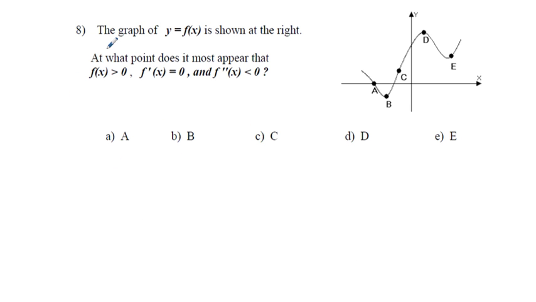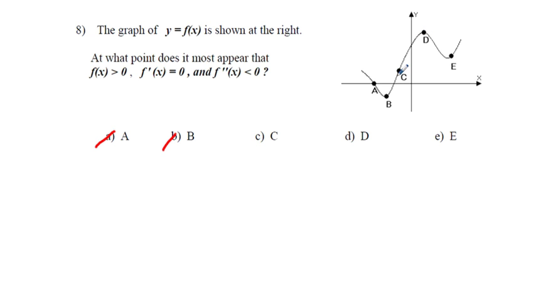Next, the graph of y equals f of x is shown at the right. At what point does it most appear that f of x is greater than 0? So any point that does not have f of x greater than 0, we can just eliminate. So A, we have f of x is equal to 0, gone. We have B is less than 0, gone. Then it says f prime of x equals 0. Well, f prime of x equals 0 only where there is a relative maximum or a relative minimum. The only place that appears to be the case is D.